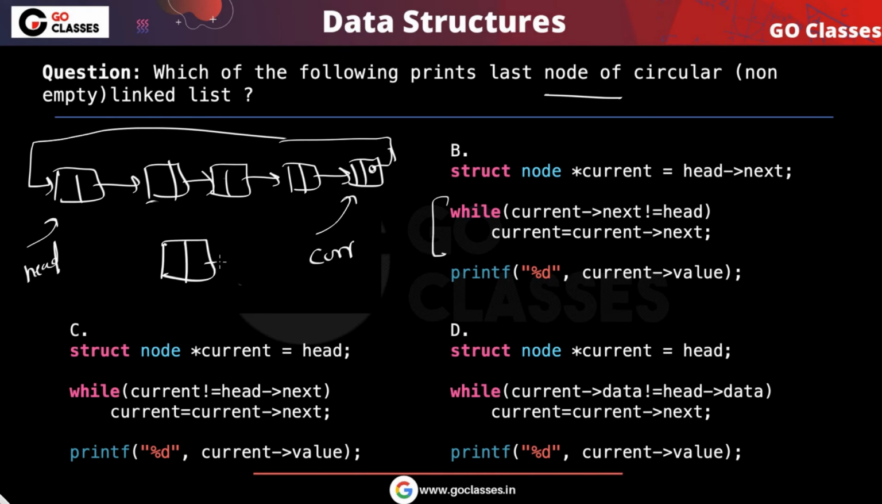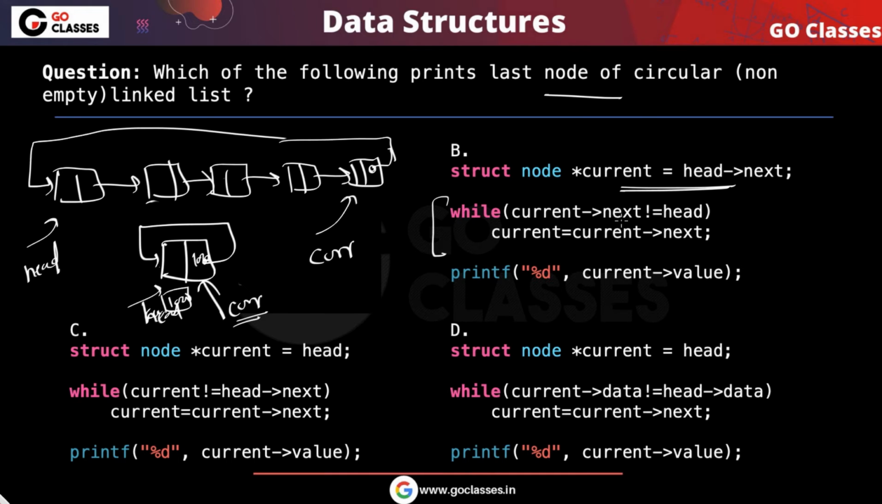What if there is only one node, right? The head is pointing here and current is pointing to head next. So see, head next and head are actually the same, because this is head which is 1000 and this is also 1000. So current will be pointing to whatever head next is pointing to, because of this line. So head next is pointing here, so current will also be pointing here, right?